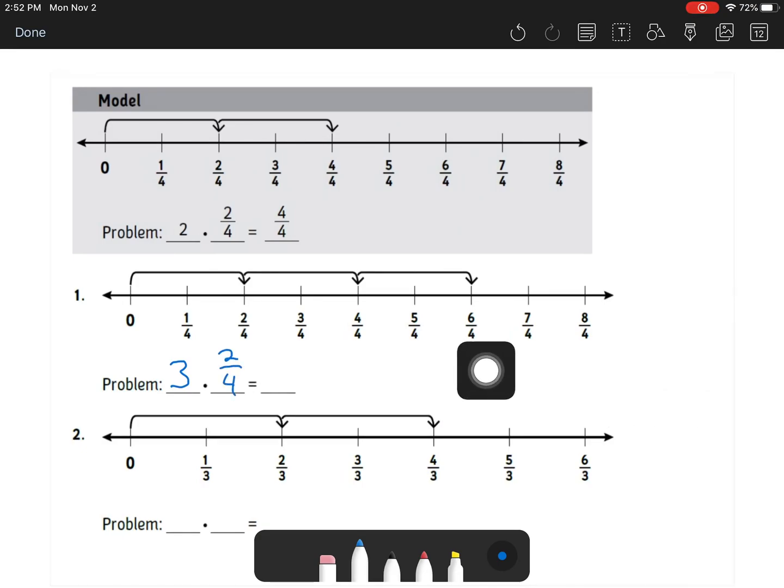And where did we end up at? 6/4. And so really what we've done is 3 times 2 is 6. And technically, we could think of this as 3 over 1. We'll get to that.